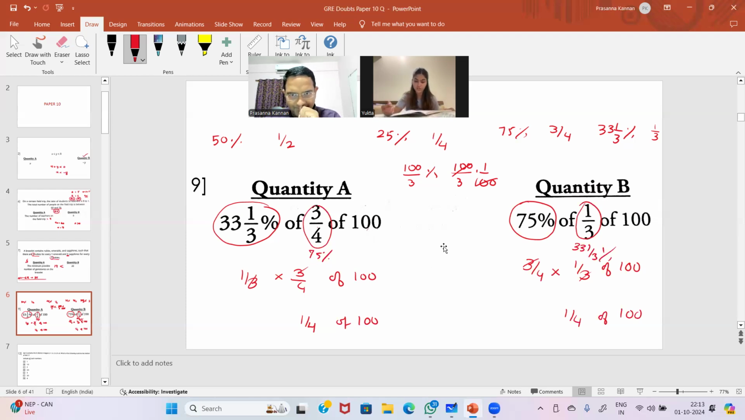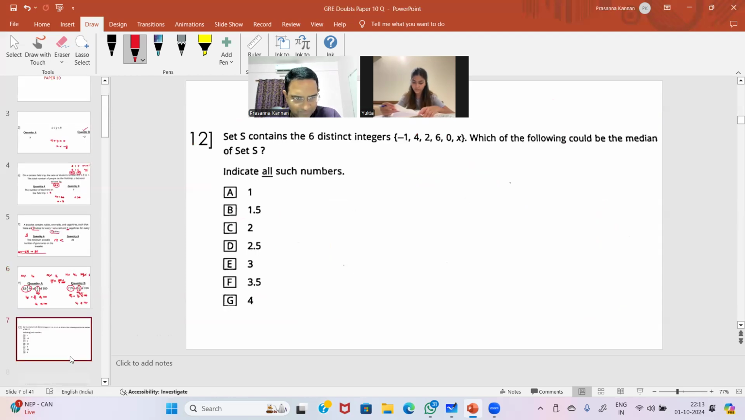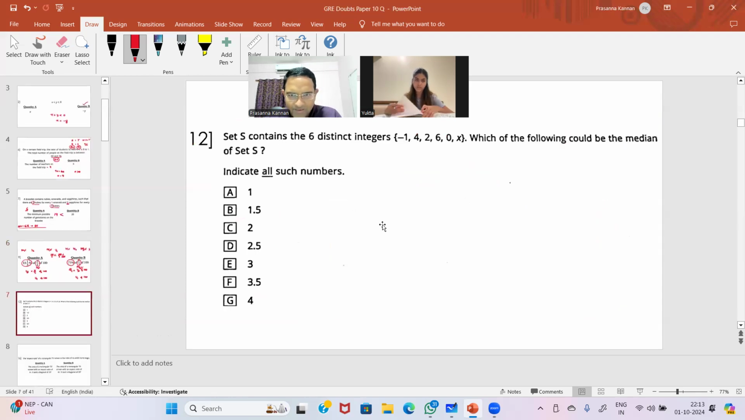Got it. Basically, so easy approach is to get them all in one type of thing. Preferably fraction is better, right? Fraction is better. Is it clear, Yukta? I think this was your doubt, Yukta?